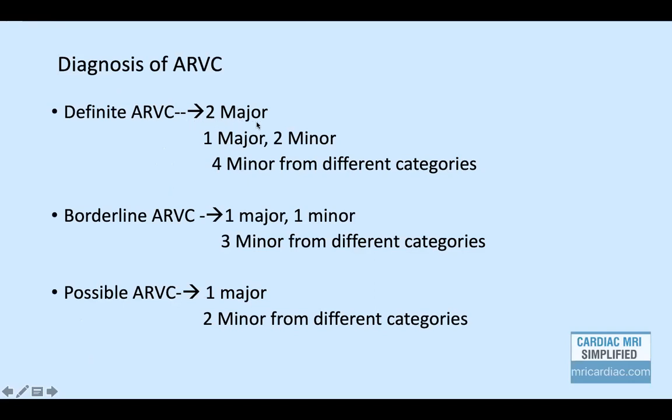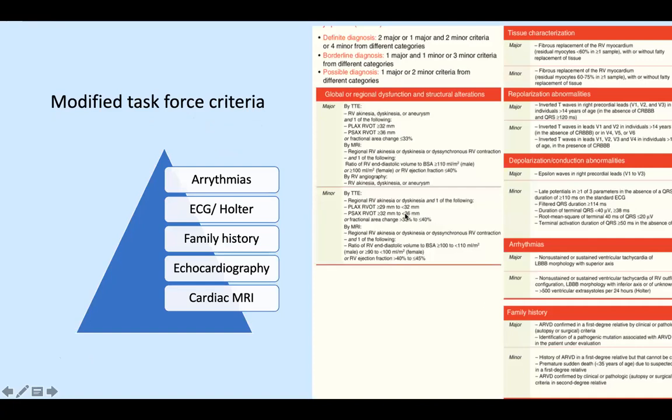In case there are two major criteria, it will be definite ARVC. In our case, there were MRI findings of regional RV akinesia or dyskinesia with dyssynchronous RV contraction, and one of the following: ejection fraction less than 40% or end diastolic volume more than 110.